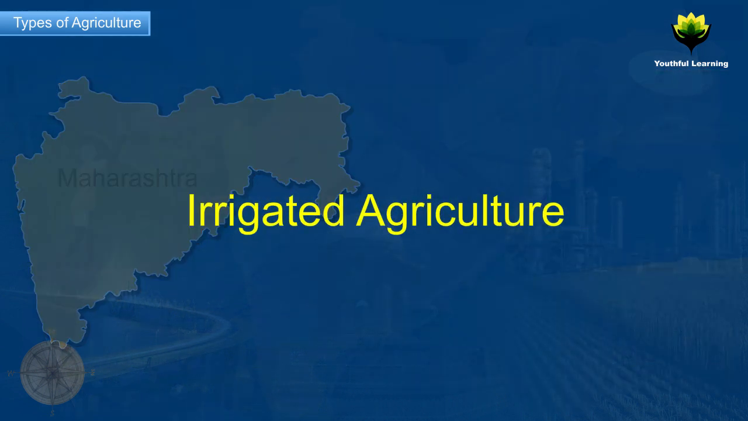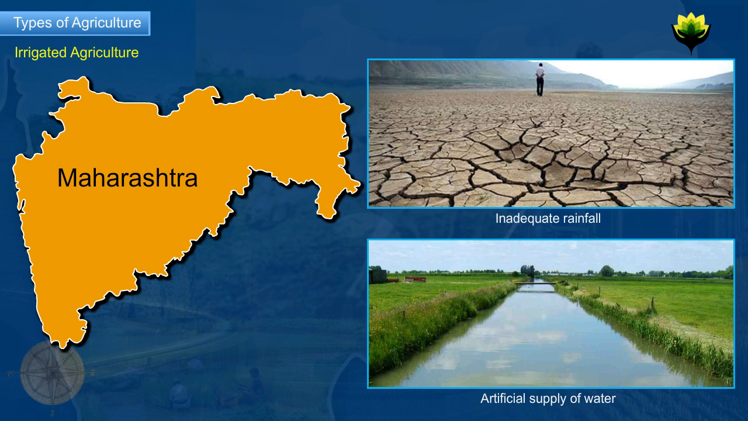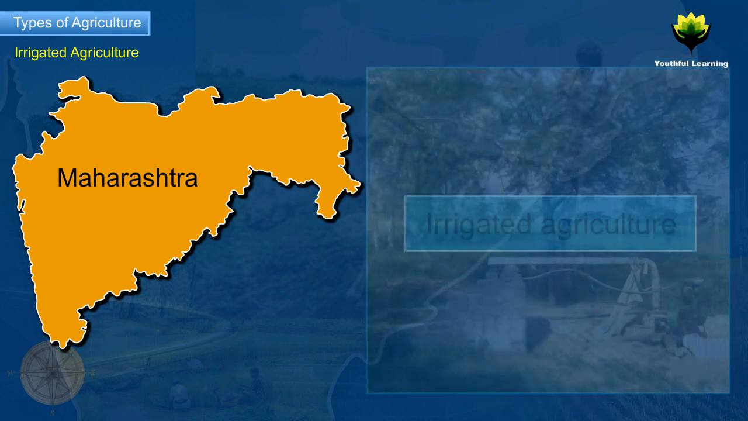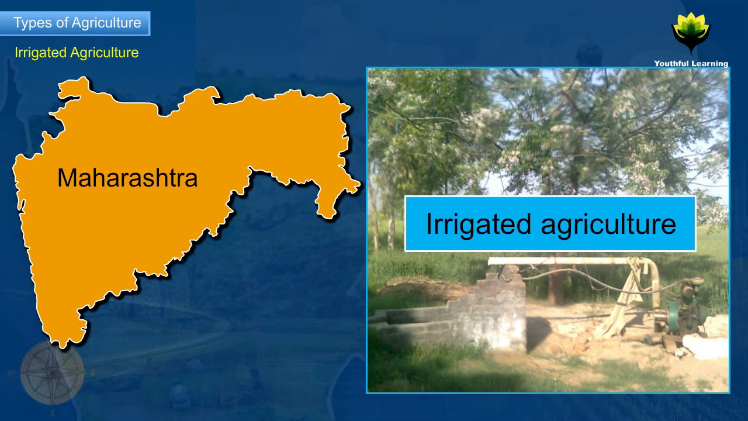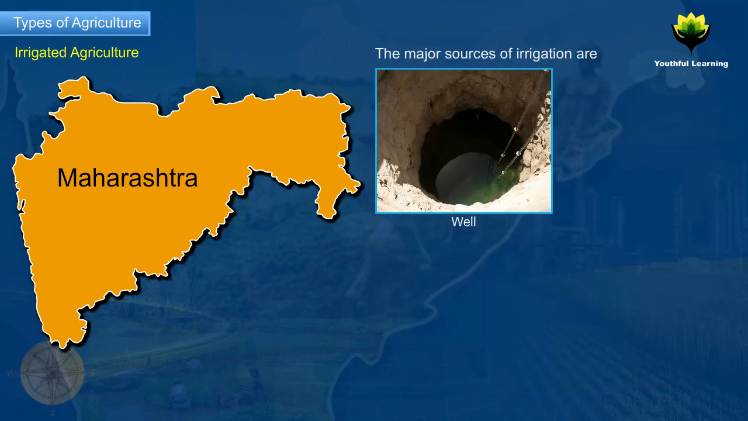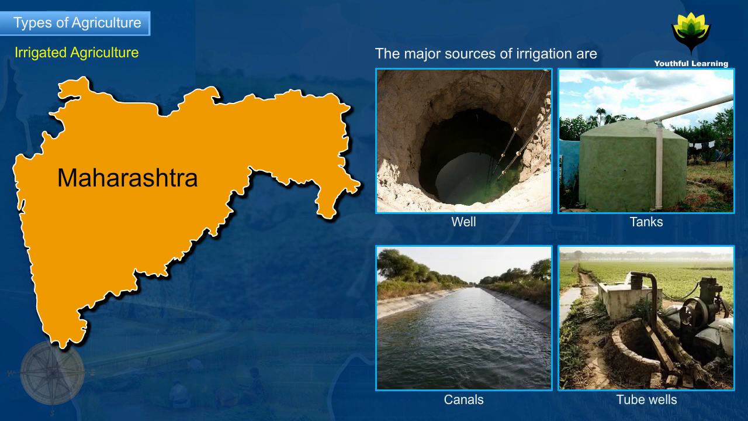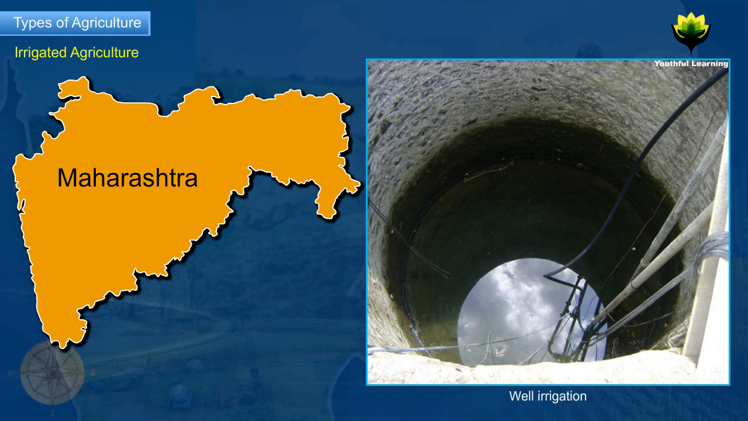Irrigated agriculture. When rainfall is inadequate for growing crops, an artificial supply of water is used for the purpose of agriculture. This is called irrigated agriculture. The major sources of irrigation are wells, tanks, canals, and tube wells. Well irrigation is the main source of irrigation in Maharashtra.